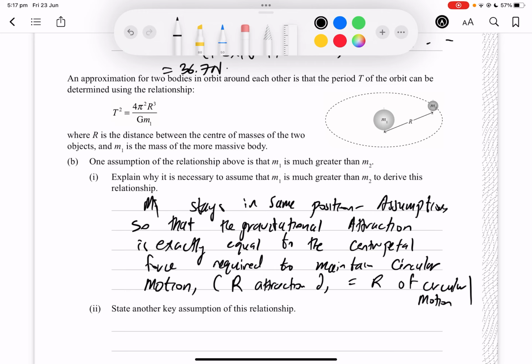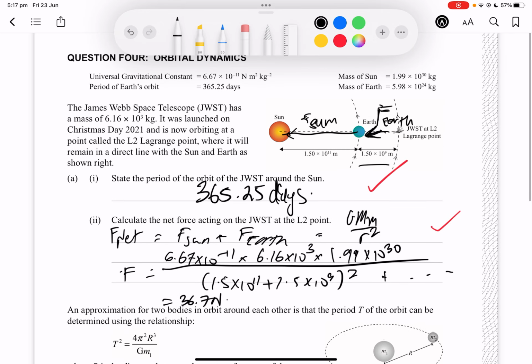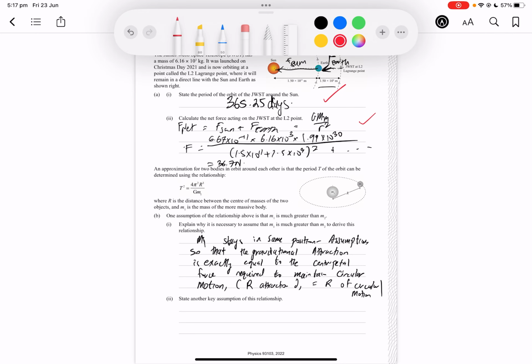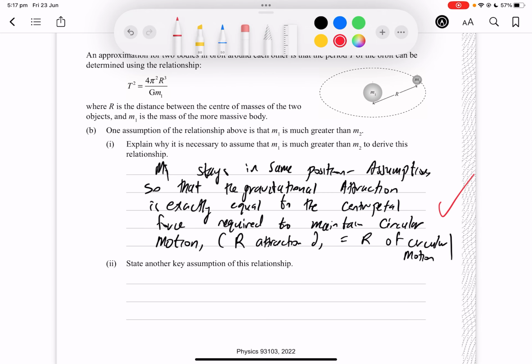And that is 1 mark, I believe. Let me check that. Yeah, that's another 1 mark here. State another key assumption of the relationship. Another very key assumption is that the circular motion is indeed circular. That's a very big assumption, because some orbits might be elliptical, and in that case we cannot use the relationship of Fc equals Fg because the orbit itself is not circular.